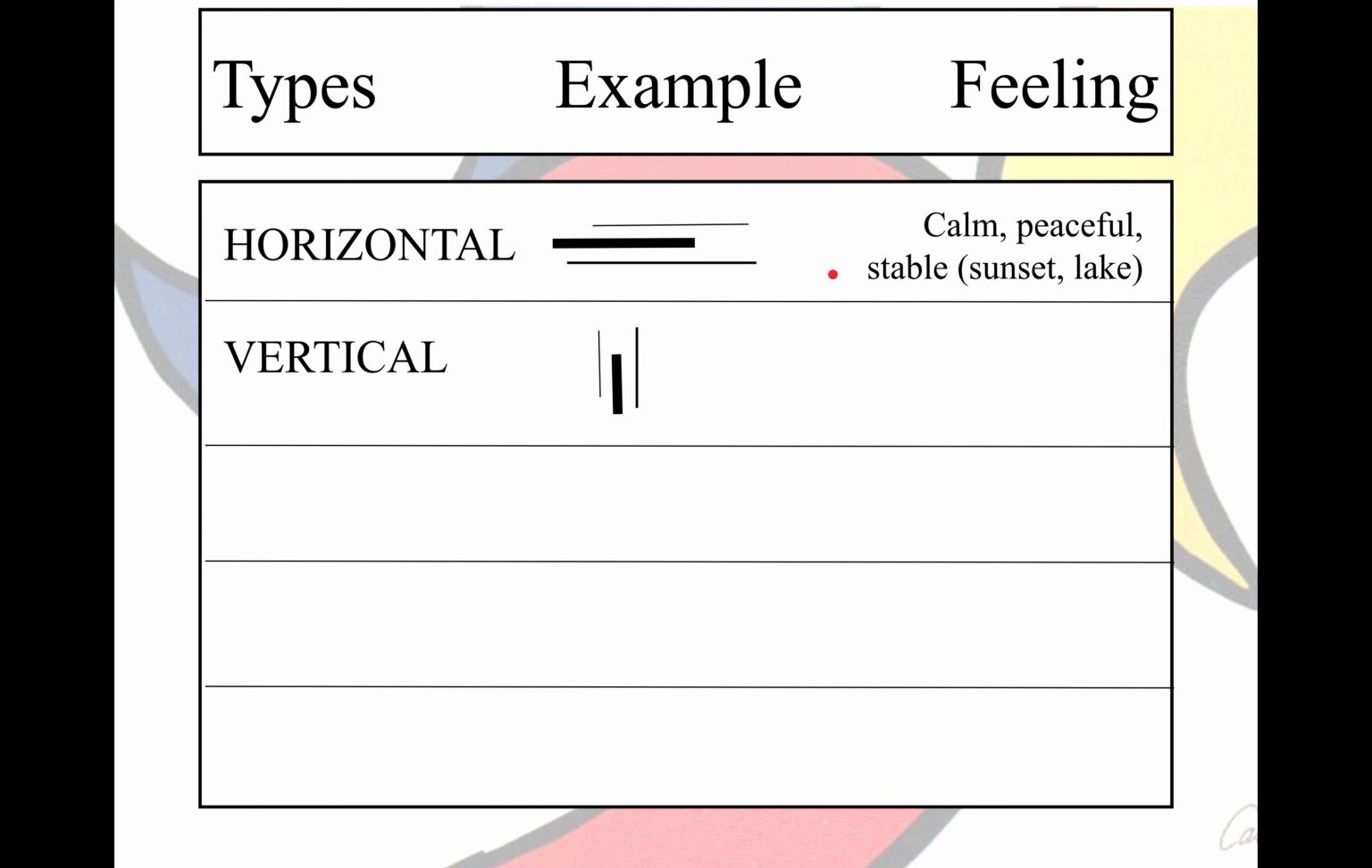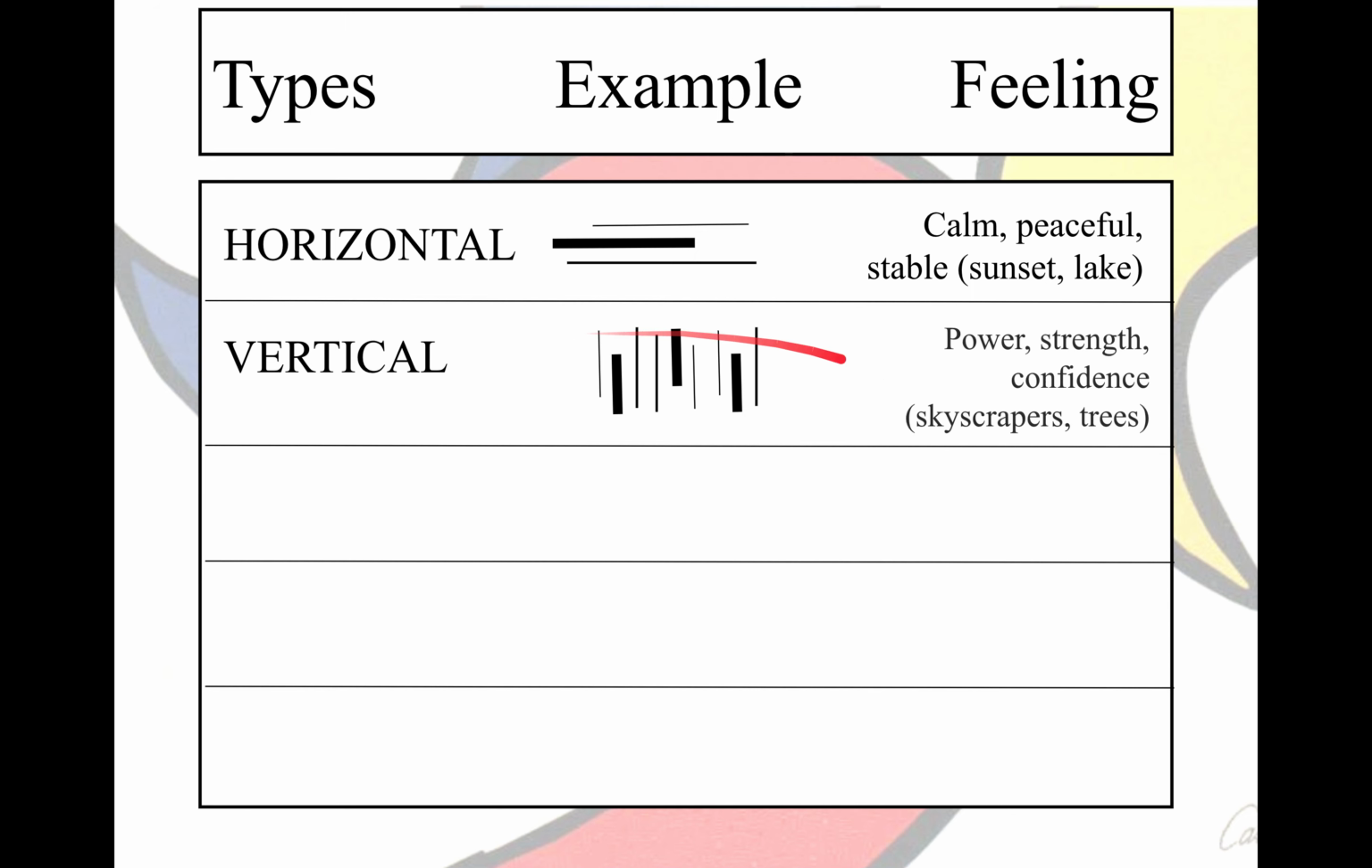Vertical lines are next. They run up and down, kind of like if you think of your vertical in basketball, that means how high you can jump. So to help you keep the difference between horizontal and vertical, horizontal has the word horizon in it. The horizon goes side to side where the sky meets the ground. Vertical, how high you can jump in the air. Vertical lines, when used in an artwork, give us the feeling of power, strength, and confidence. So think of skyscrapers and trees.